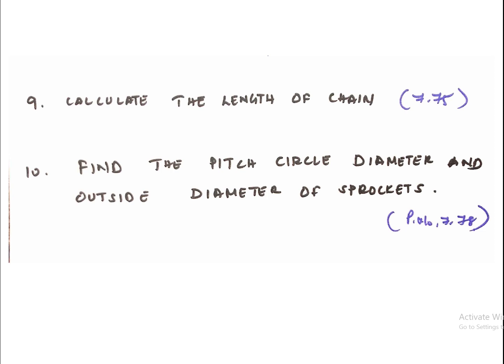Once the eighth step is completed, we will find the length of the chain using the equation given in page number 7.75. And once the length is found, the last objective is to find the pitch circle diameter and the outside diameter of the sprocket, and for that you'll get the equations in page numbers 7.4 and 7.8. Okay, so these are the basic or standard procedure. We are doing all these 10 steps to find those 4 parameters. Now let us see in detail how this is done.